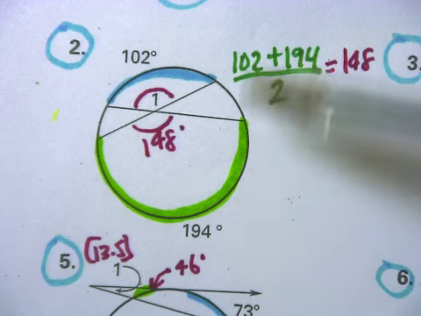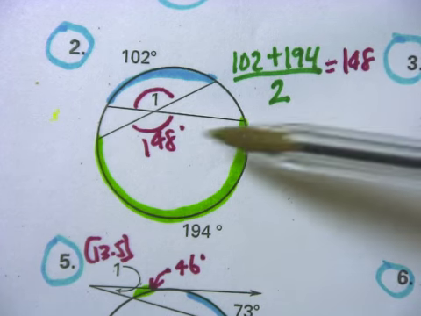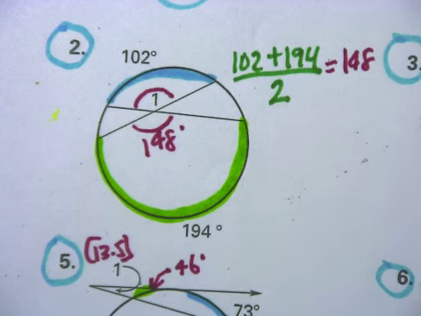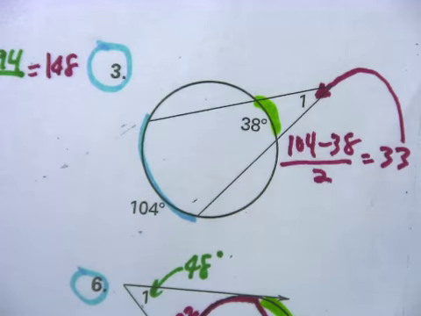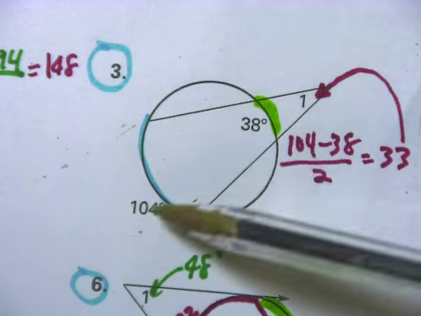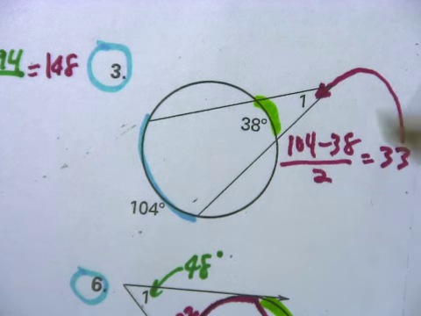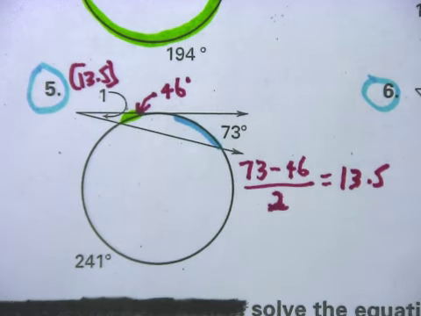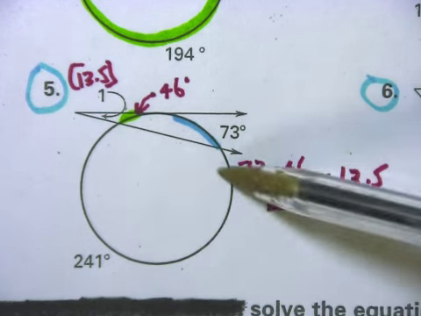Question number 2. I have an arc here, which is 194. I have this arc here, which is 102. They want this angle here. I know that if I add them and divide by 2, I'll get it, which is 148. Number 3. Again, I have my two arcs. 104 and 38, I subtract, divide by 2, and this angle here is 33 degrees.